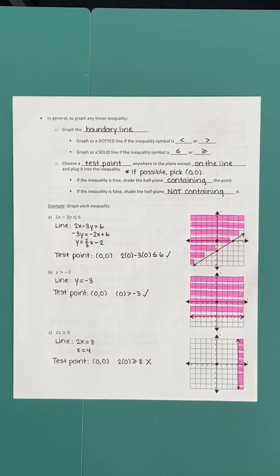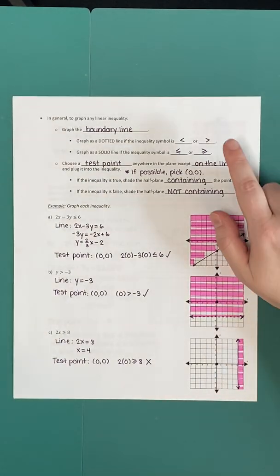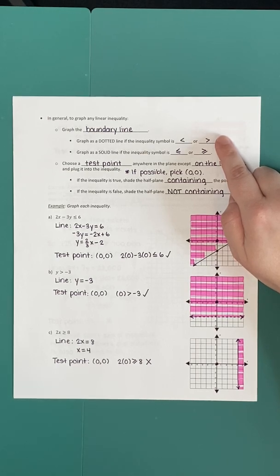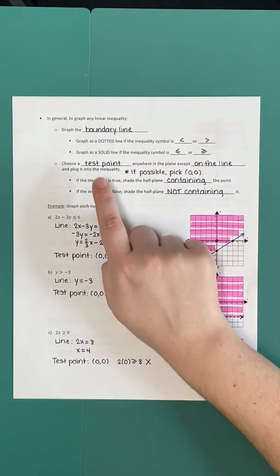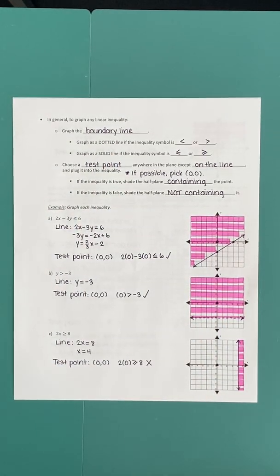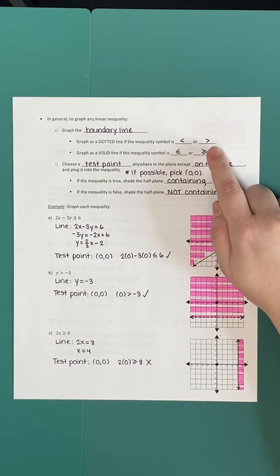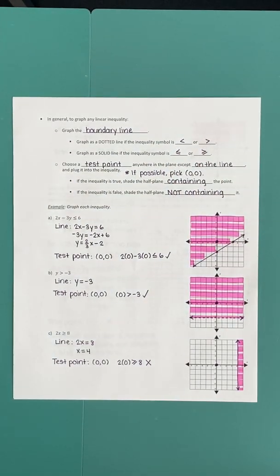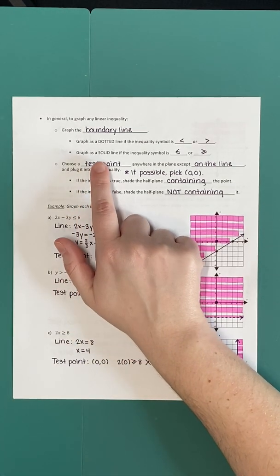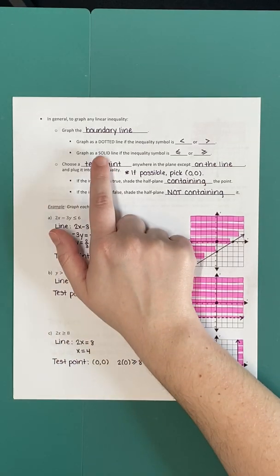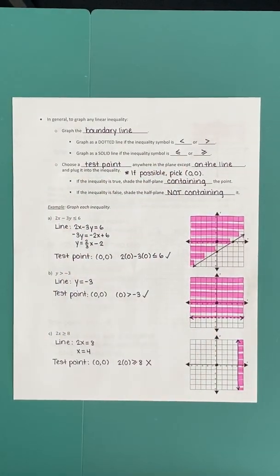Now, how we graph the boundary line is going to be dependent on the situation we're in. Anytime our inequality is a less than or a greater than, in other words, it doesn't have the equal to part, we're actually going to graph a dotted line. We'll talk about why that is in just a second. Now, if our inequality sign has the equal to part, in other words, it's a less than or equal to or a greater than or equal to, we're going to graph a solid line. So dotted if there's no equal to, solid if there is an equal to.